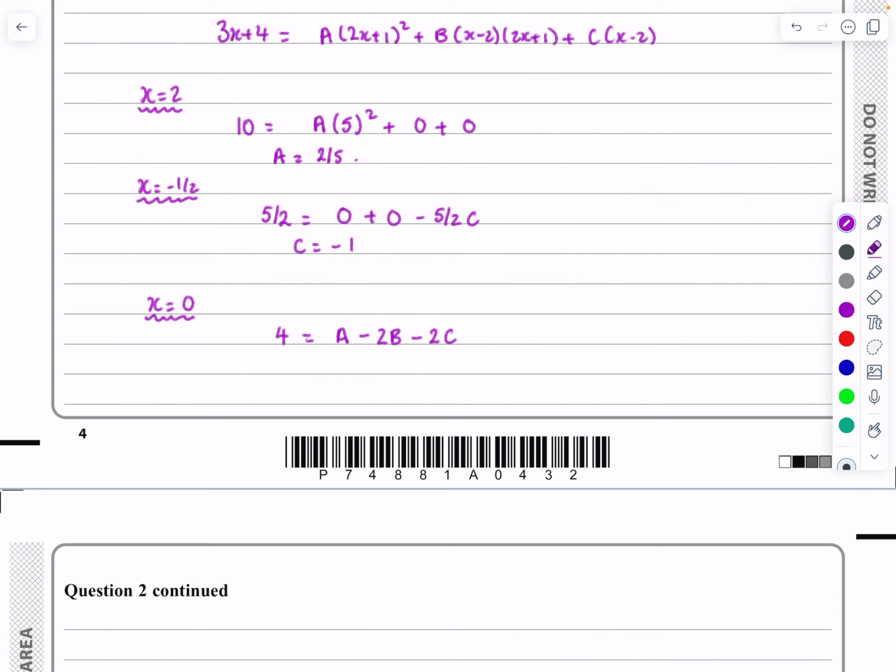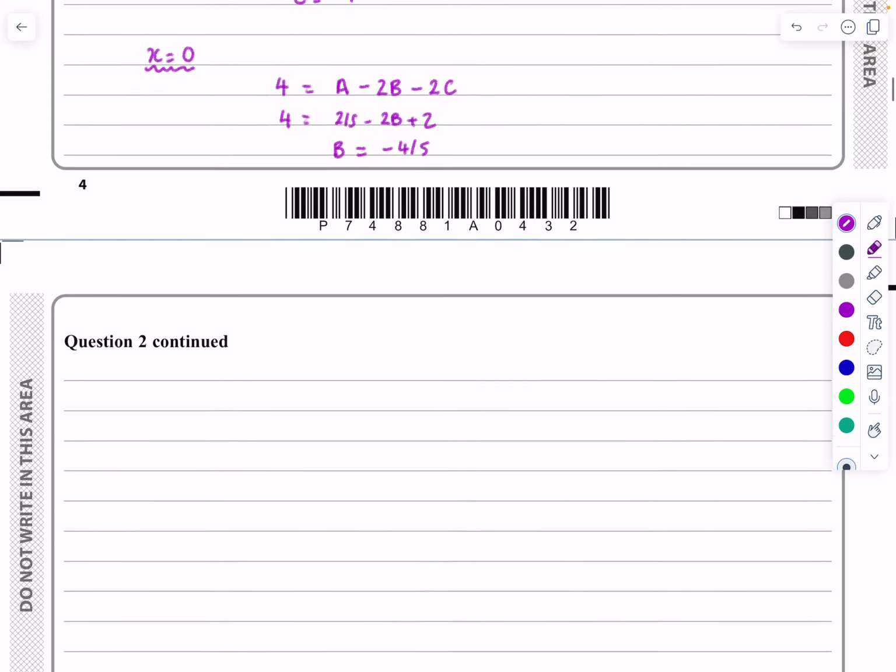Remember, we know what A and C are. So 4 is equal to 2/5 minus 2b plus 2 there. I'm just going to tell you what B works out to be. B works out to be minus 4/5 for that.